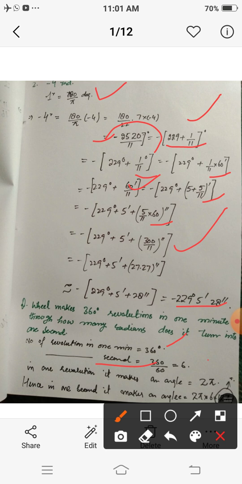In one revolution, if we have a circle, the angle subtended by the whole circumference is 2 pi. So in 1 second it makes 6 revolutions, which means in 1 second it makes an angle equal to 2 pi into 6, which is 12 pi radians. So 12 pi radians is the angle which it makes in 1 second. So in this way you can convert degrees into radians and radians into degrees.